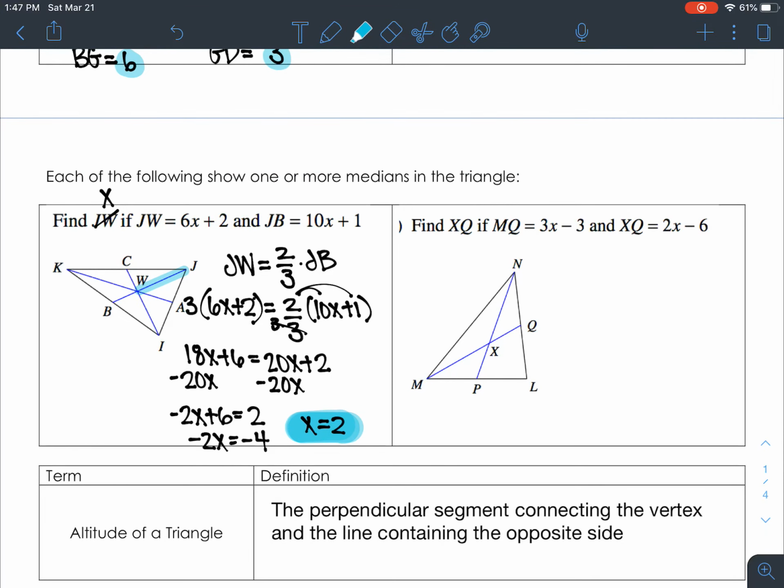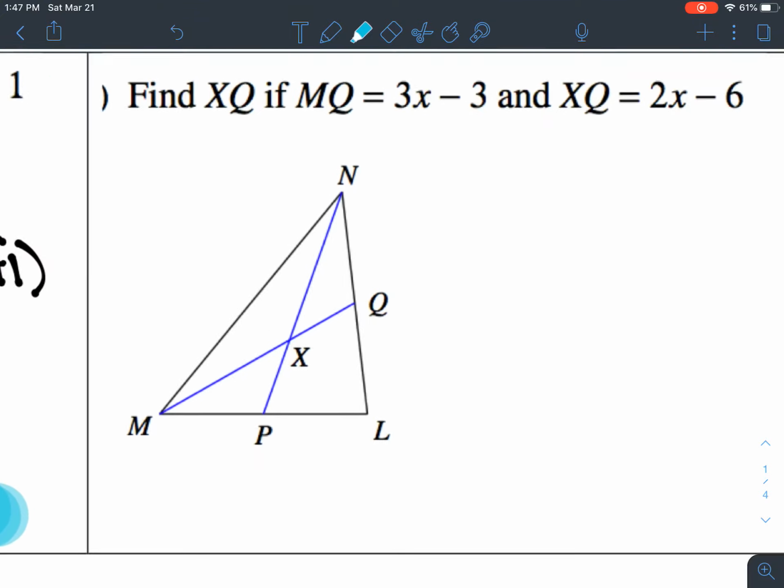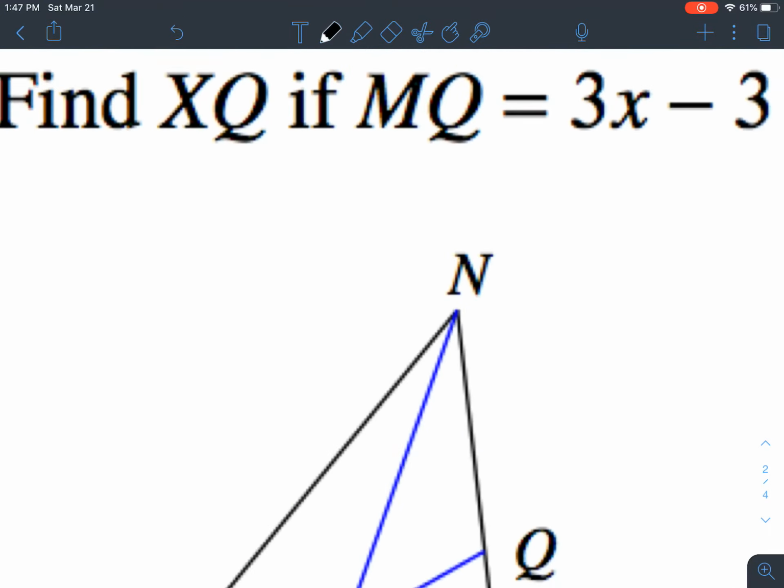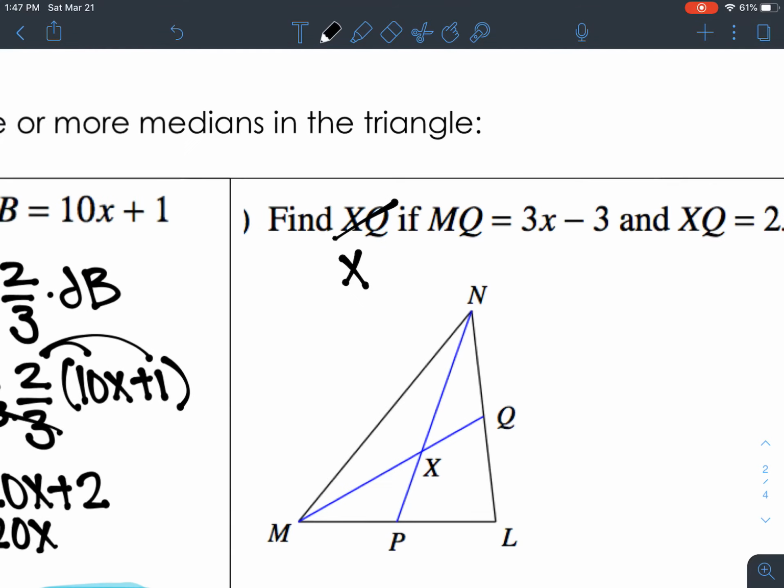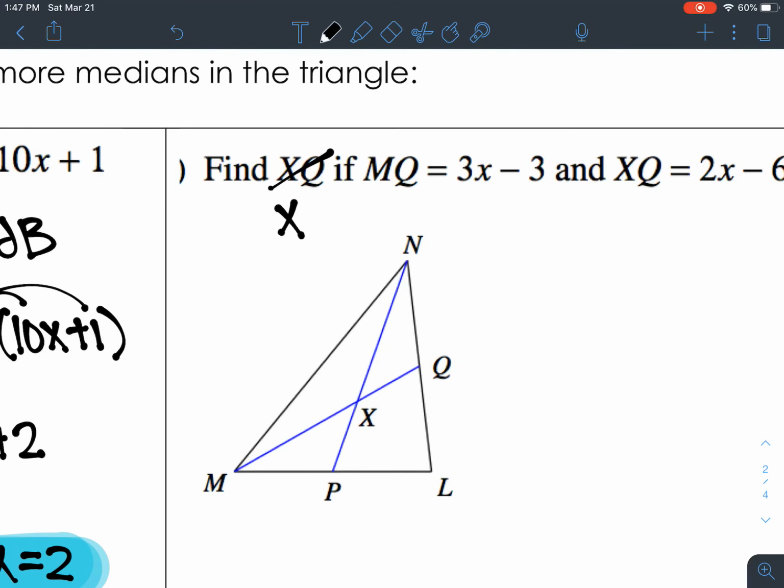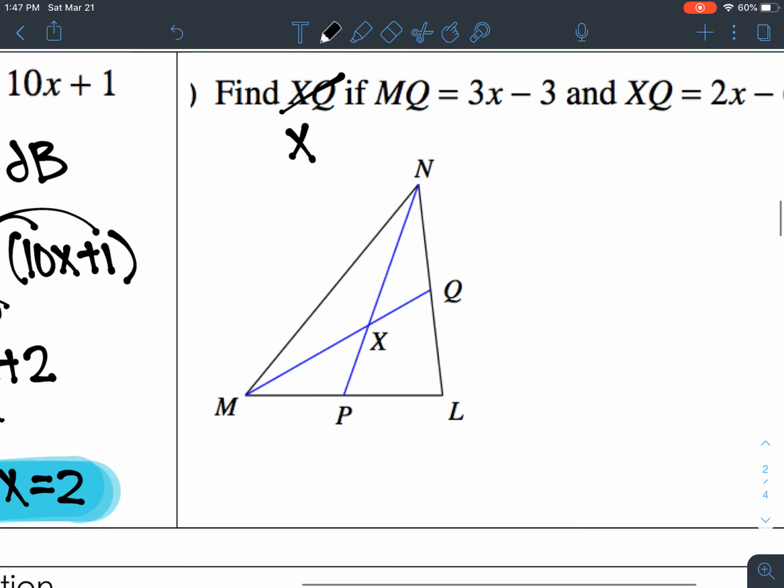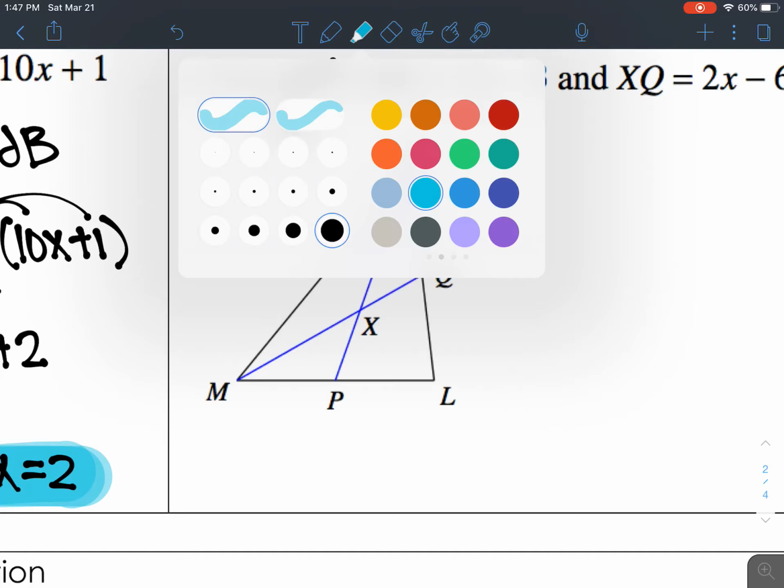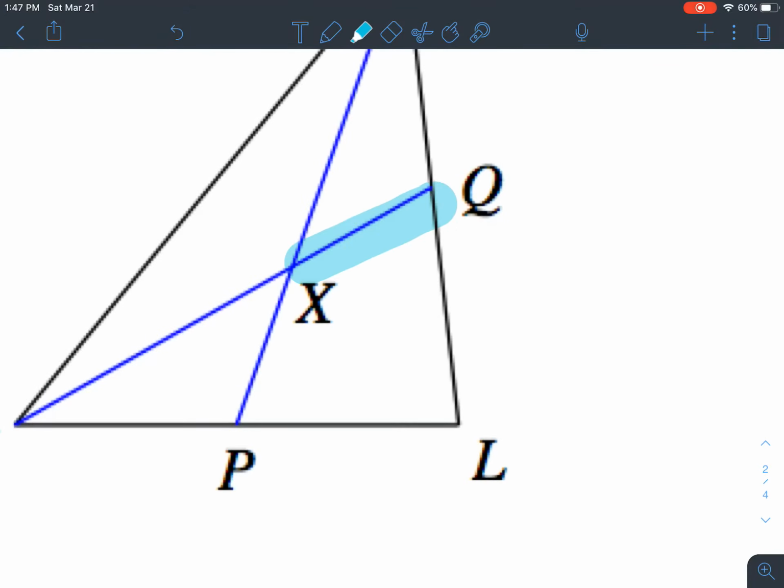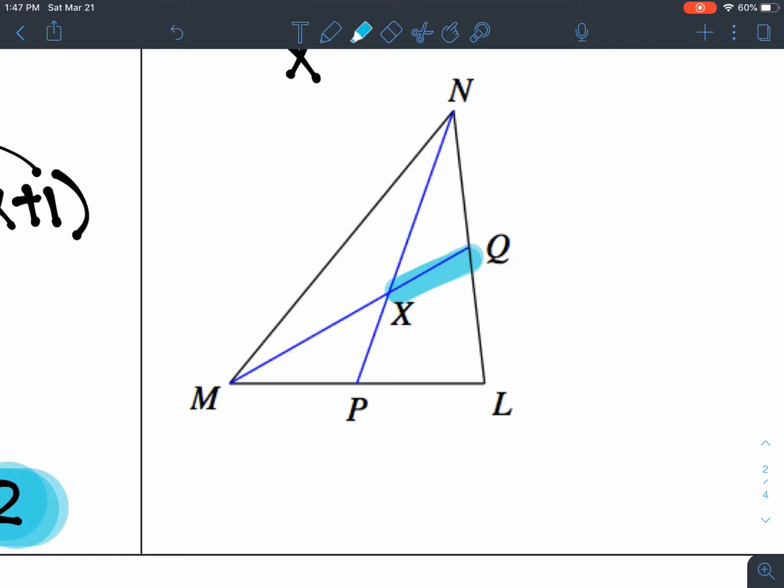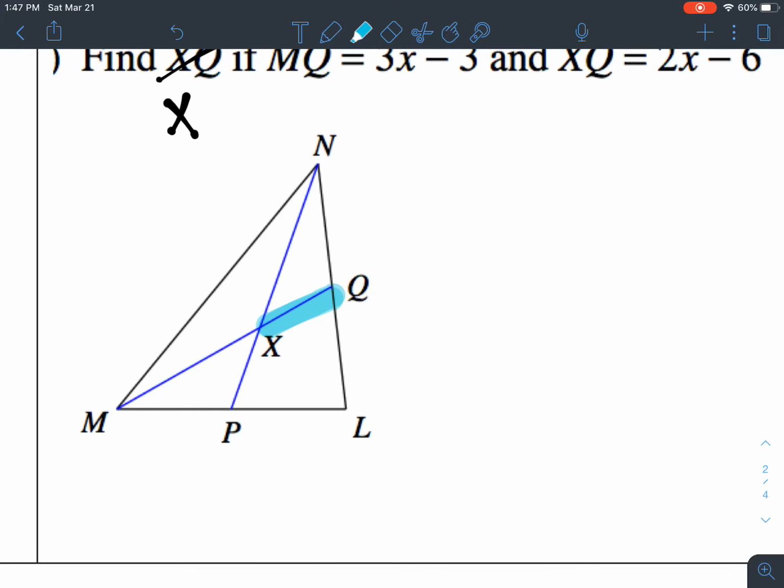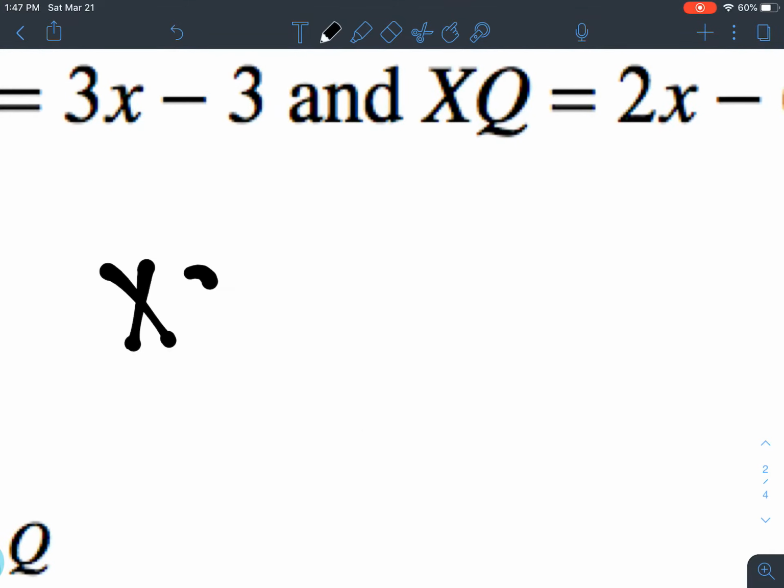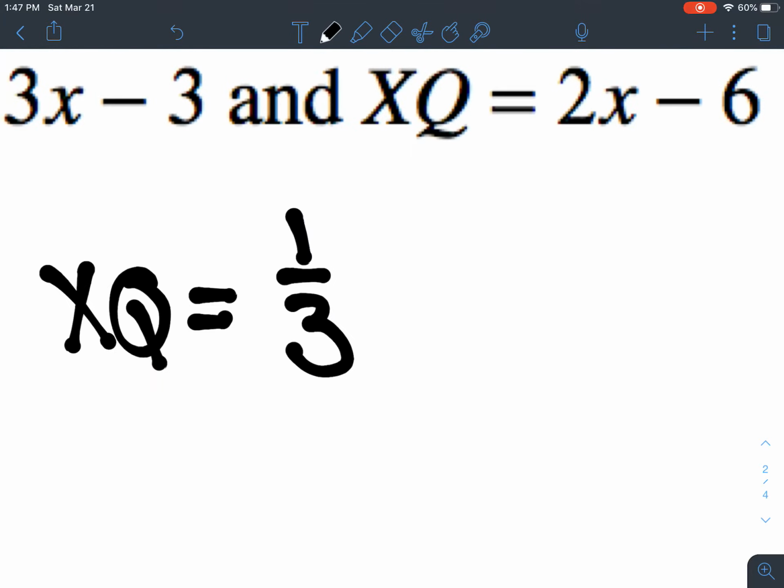I'm going to do one more just so that you guys can see it. If we look at this example, once again, I'm just finding x. MQ is equal to 3x minus 3 and XQ is 2x minus 6. I'm going to look at XQ, and I'm going to have the conversation. Is that the short segment or is it the long segment? It's the short segment within that full median, and I know short segments get the 1/3. So I'm going to write out my formula: XQ equals 1/3 of the full segment, which is MQ.